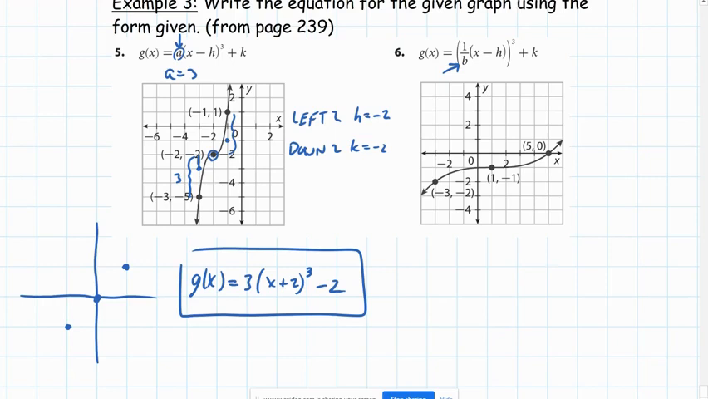Okay, go ahead and pause your video. Try number 6. See if you can figure out what b and h and k are, and then press play when you're ready to check your solution.